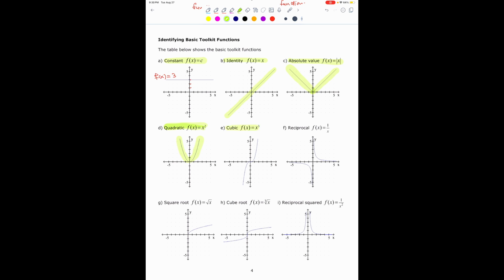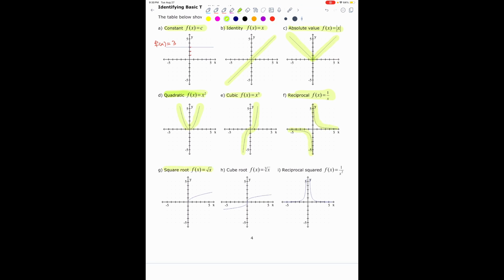The cubic function, f of x equals x cubed, is going to look like this with one arm up and one arm down. And then we have the reciprocal function, f of x equals 1 over x, which contains two parts. Here is one part and here is the other part. The square root function, f of x equals square root of x, looks like this. And then the cube root function is f of x equals cube root of x.